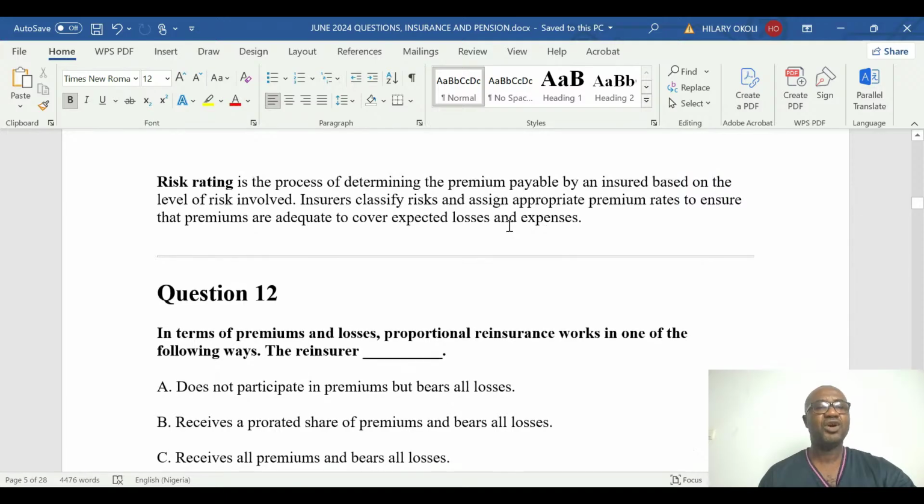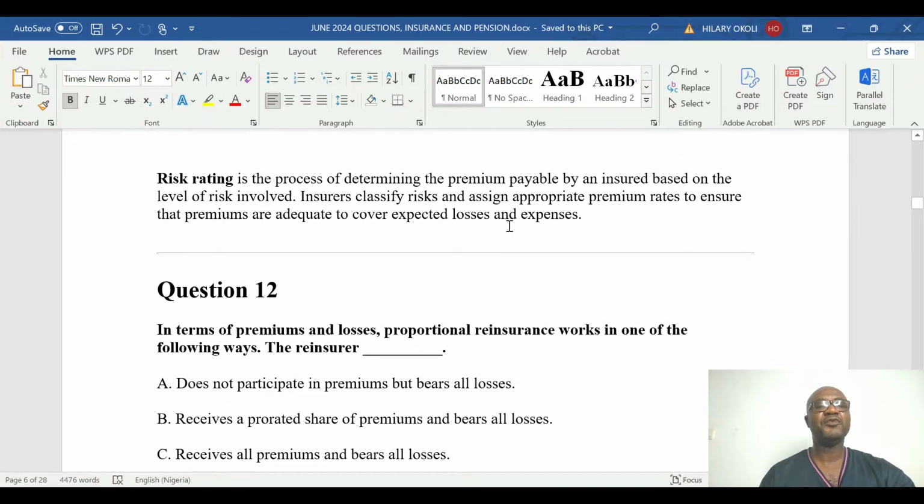Further explanation of risk rating: risk rating is a process of determining the premium payable by an insured based on the level of risk involved. The insurer classifies risk and assigns appropriate premium rates to ensure that premiums are adequate to cover expected losses and expenses. Also, the premium should be equitable as well. So that is risk rating and what it does.